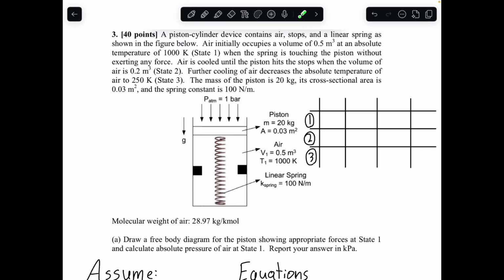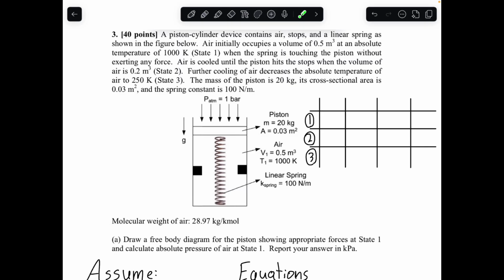Air is cooled until the piston hits the stops when the volume of the air is 0.2 meters cubed at state 2, and then further cooling of the air decreases the absolute temperature of air to 250 Kelvin at state 3. The mass of the piston is 20 kilograms, its cross-sectional area is 0.03 square meters, and the spring constant is 100 newtons per meter.